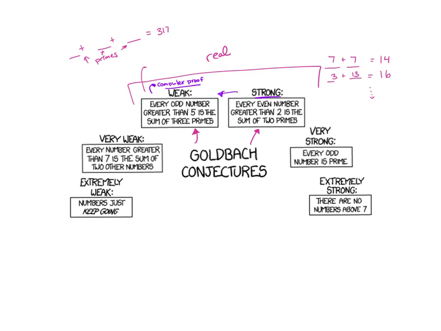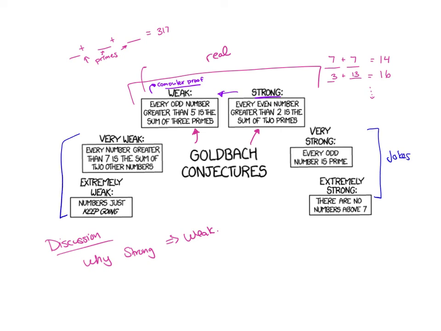So maybe last discussion question here. Why does the strong Goldbach conjecture imply the weak Goldbach conjecture? The rest of the stuff over here, these are just jokes. And I want you to think for yourself, for each of those jokes, which ones are true and which ones are false.